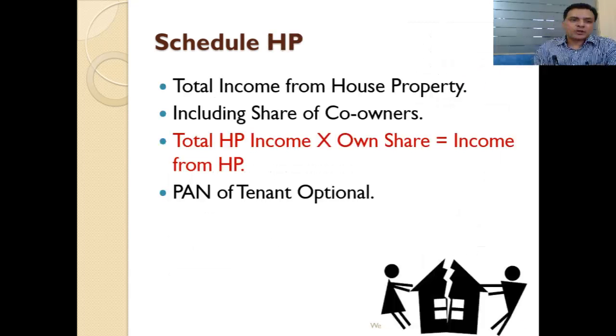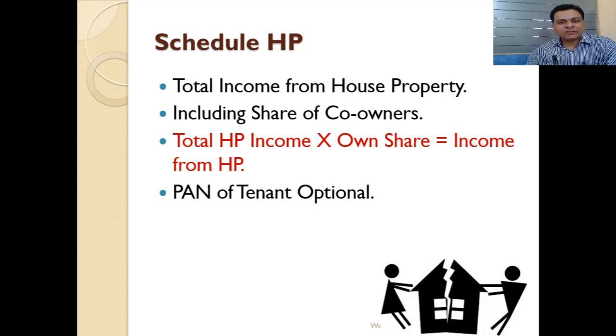Schedule HP or the house property. The total income from house property is to be given, including share of co-owners. I think there was some confusion. Some people were showing it total, some people were giving their own share. So now they have made this change that now you have to show this total income including the share of the co-owners, and in the last you have to give the total house property income multiplied by your own share, and that will be your income from house property on which tax is to be levied for you.